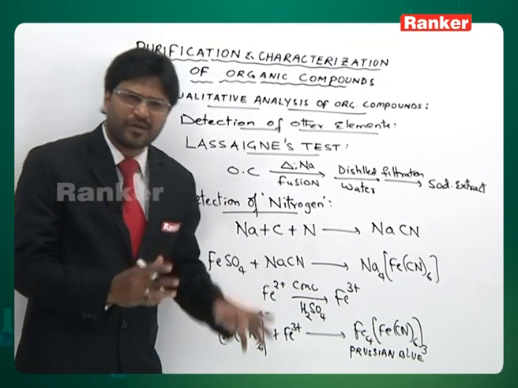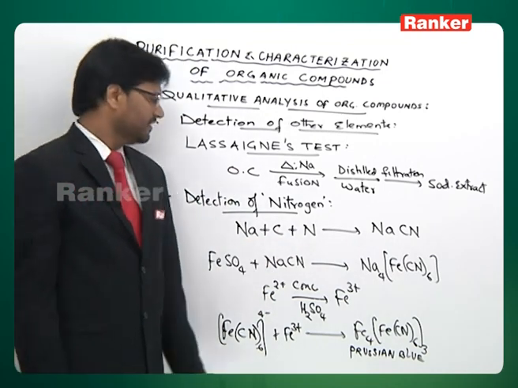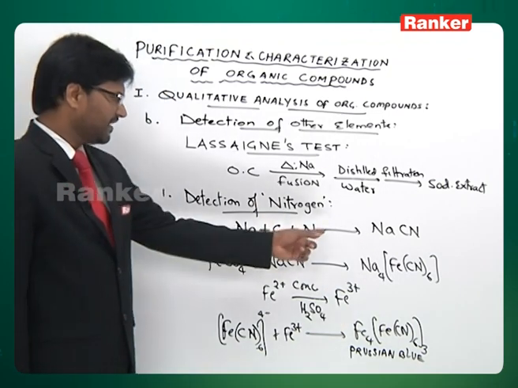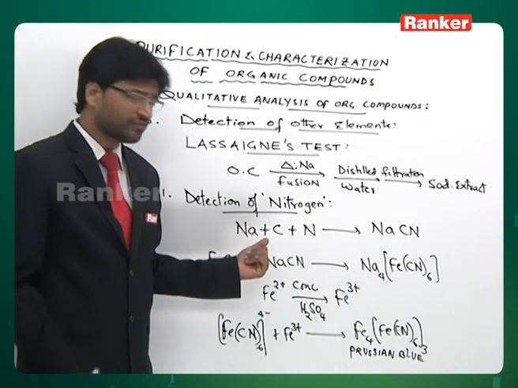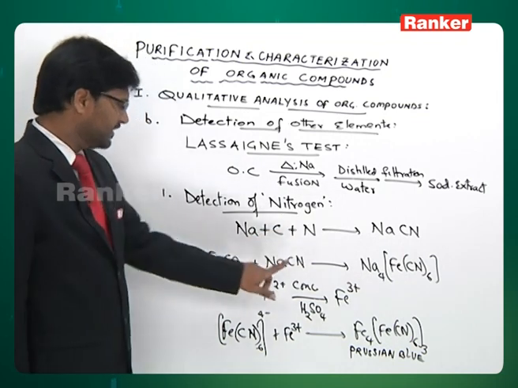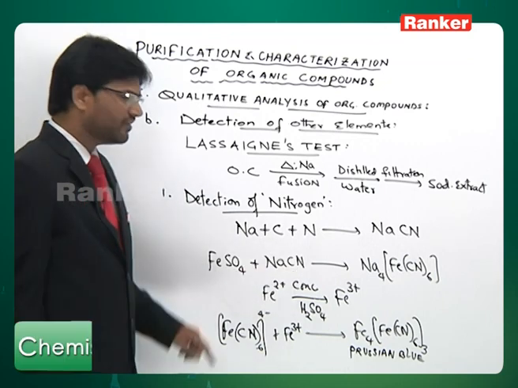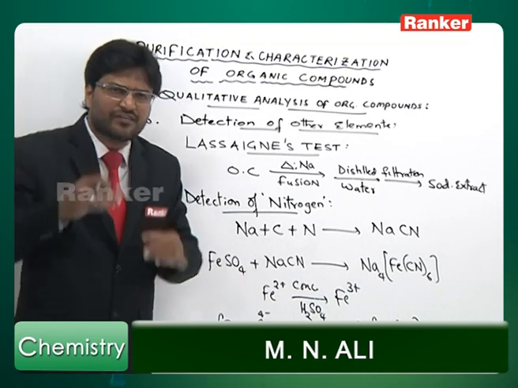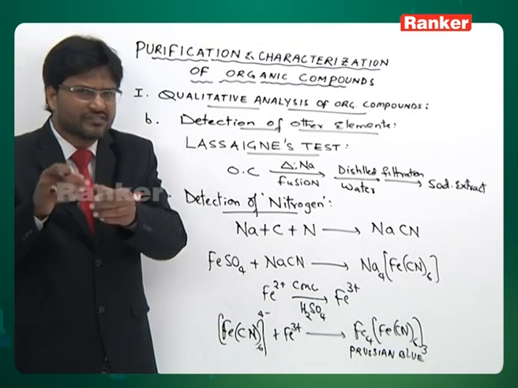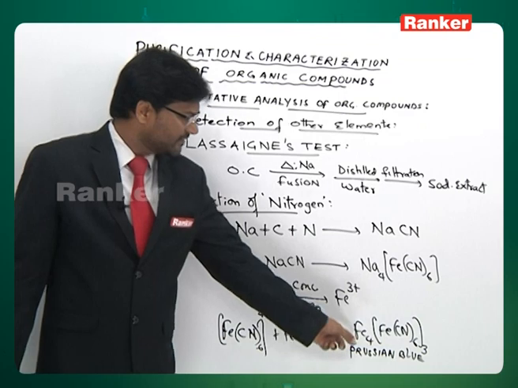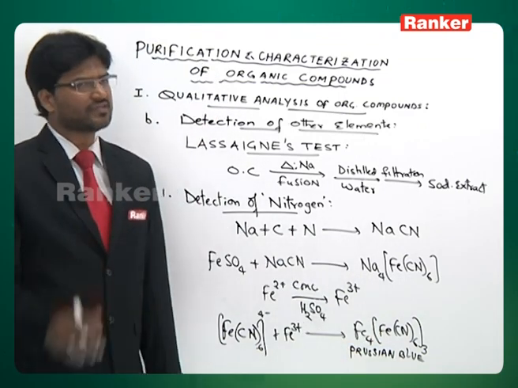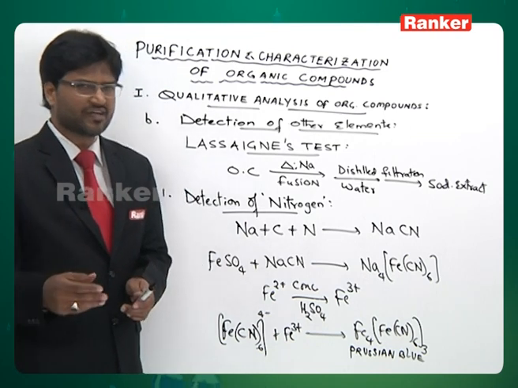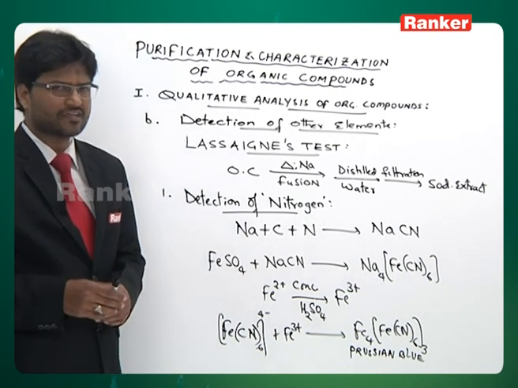So, formation of Prussian blue coloration is an indication that there is nitrogen in the organic compound. This happens during fusion with sodium, and then we put in the extract, you have sodium cyanide, then we put ferrous sulfate and you get sodium ferrocyanide. Now, you add a little sulfuric acid which will oxidize some of the ferrous ions into ferric ions, and those ferric ions combine with ferrocyanide to give a Prussian blue colored complex. The appearance of Prussian blue coloration is an indication that nitrogen is present in the organic compound.